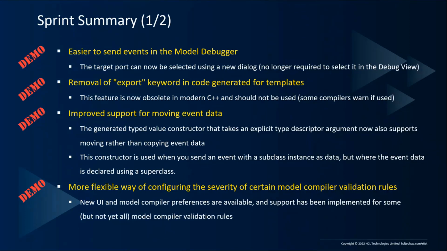We also, for a long time, have had requests to make it more flexible how to configure the validation rules the model compiler uses when it checks the input model. So now we're taking a first step in this direction and introduced a framework and user interface and model compiler options that can be used for configuring some validation rules. Actually, so far only for one, but this is a first step, and we will do more in the coming sprint.